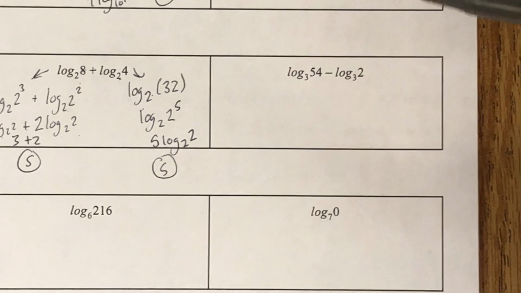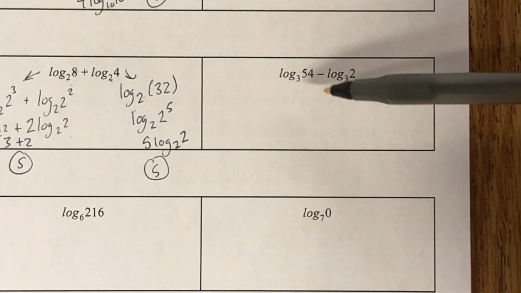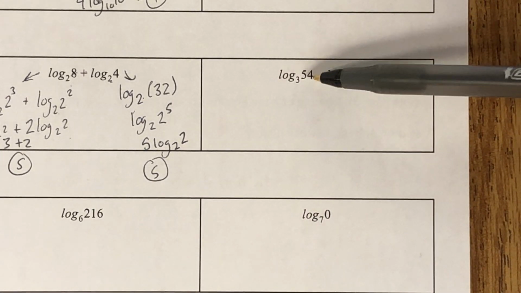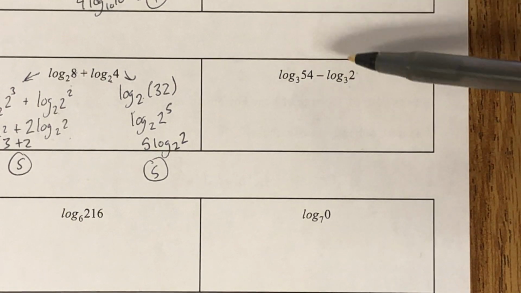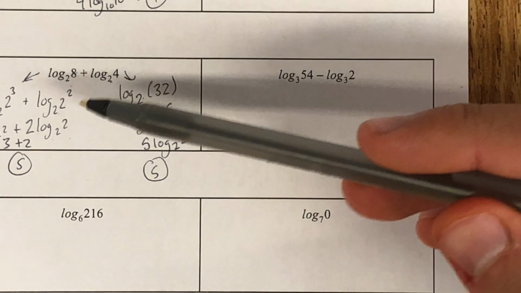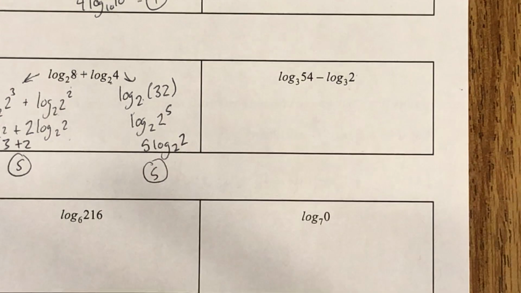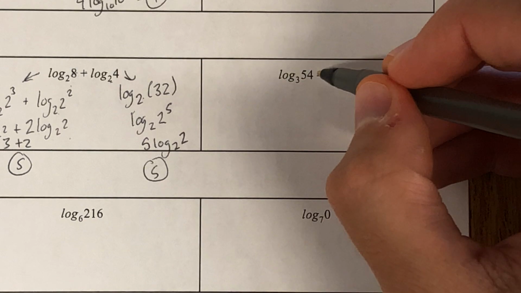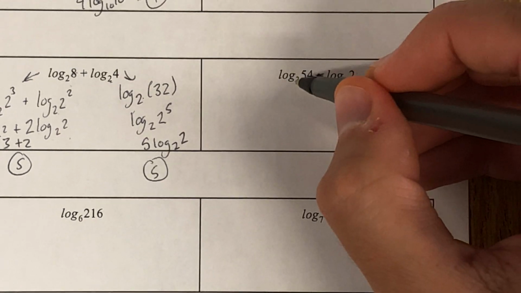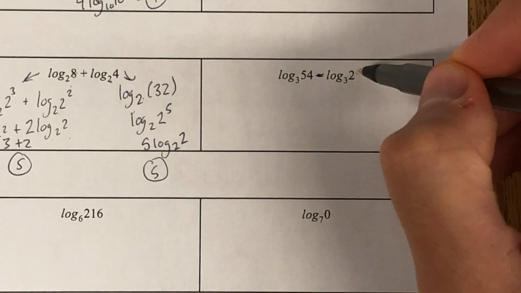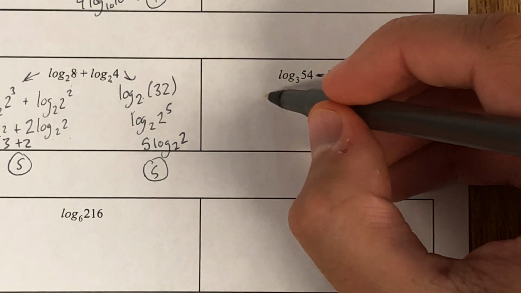As we look at this one here, we've got log base 3 of 54 minus log base 3 of 2. Both 54 and 2, we can't take 3 to a power to get either of those. So doing it the first way we did the previous problem, probably not a good idea. So let's try it the second way. We have a subtraction, we have the same base, so when you're subtracting 2 logs with the same base, you divide what's underneath.